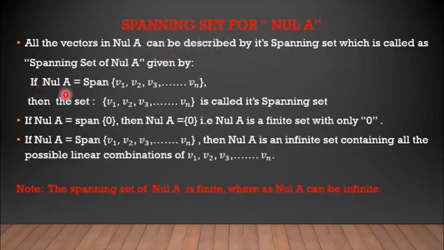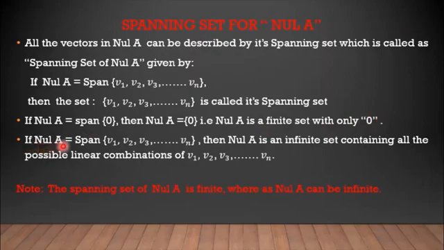How? If null A is equal to, suppose, the span of the set containing v1, v2, v3 and so on up to vn, then the set containing v1, v2, v3 and so on up to vn is called its spanning set. Here we have to note down some points. If null A is equal to the span of the set containing 0, what does it mean? Null A is equal to the set containing only 0. Why? Because the span of the set containing 0 means all linear combinations of 0. Any linear combination with 0 is just a scalar multiple of 0, so all will be zeros. So when null A is equal to the span of the set containing 0, null A has only the 0 element, and null A is a finite set with only 0.